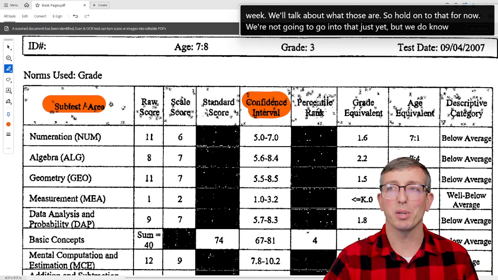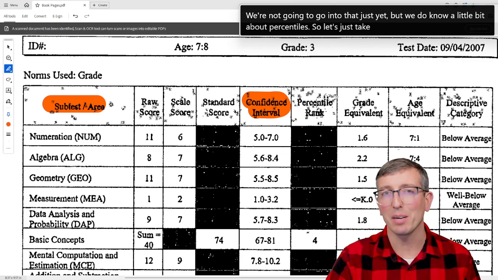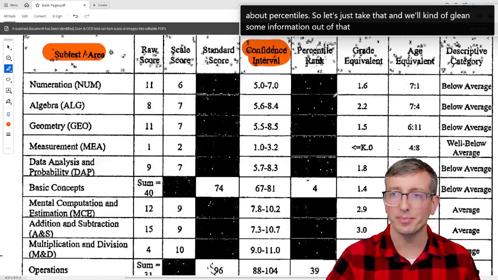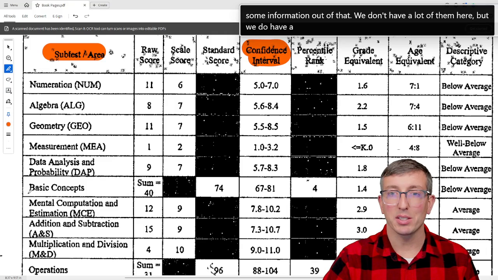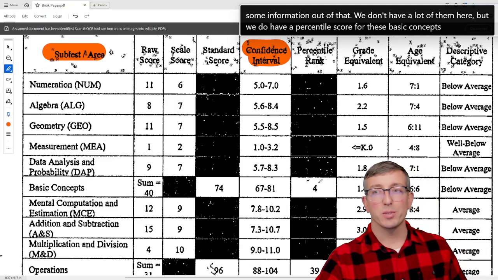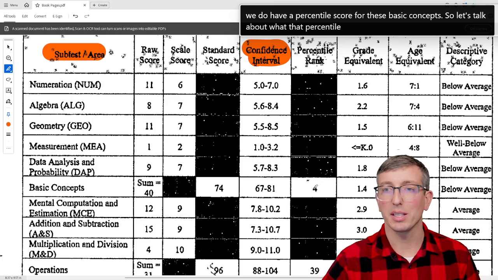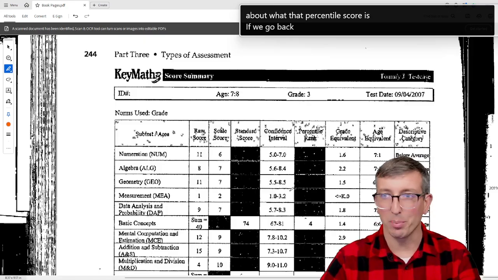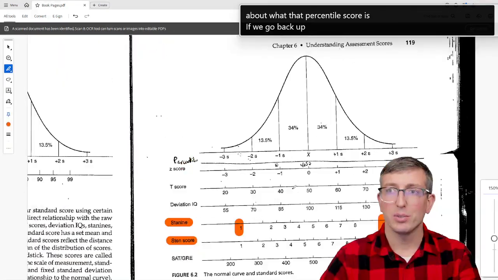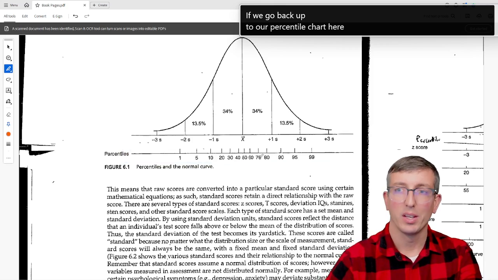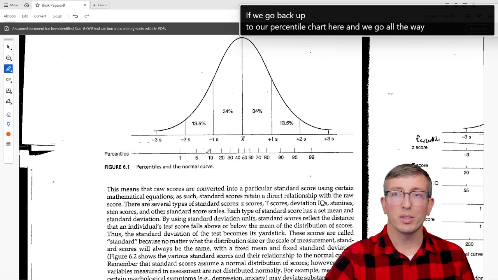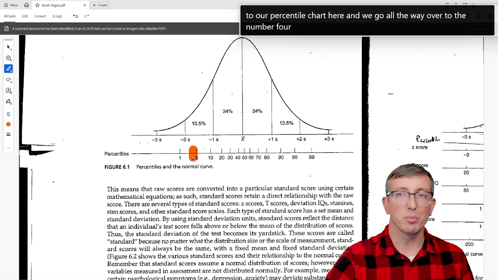But we do know a little bit about percentiles. Let's take that and glean some information out of it. We don't have a lot of them here, but we do have a percentile score for these basic concepts. So let's talk about what that percentile score is. If we go back up to our percentile chart and go all the way over to the number 4, here's the number 4 right here, and we draw a line straight up here.